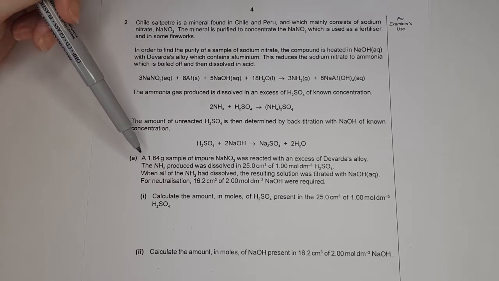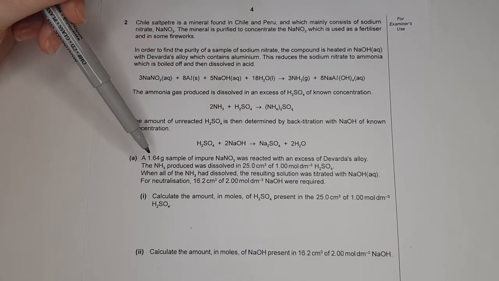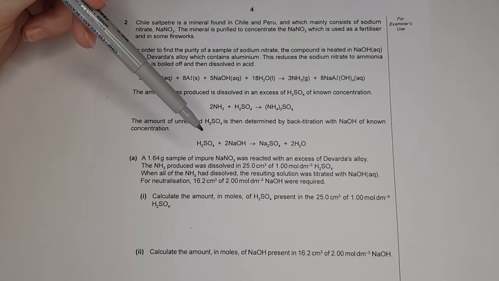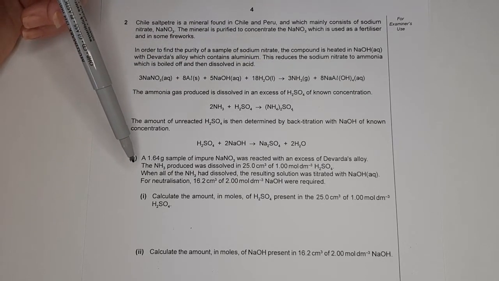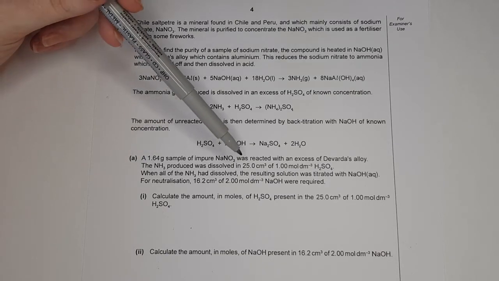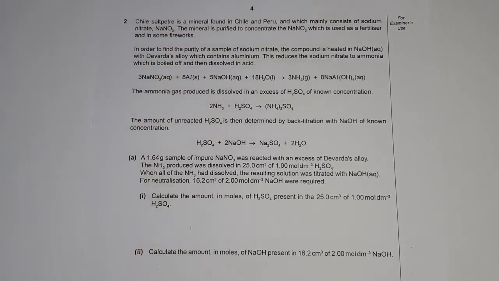So they say a 1.64 gram sample of impure sodium nitrate was reacted with excess Devarda's alloy, and the ammonia produced was dissolved in 25 centimeters cubed of 1 mole per decimeter cubed sulfuric acid. And when all of the ammonia had dissolved, the resulting solution was titrated with sodium hydroxide, and for neutralization we had 16.2 centimeters cubed of 2 mole per decimeter cubed sodium hydroxide required.